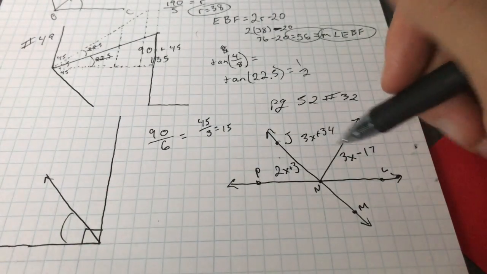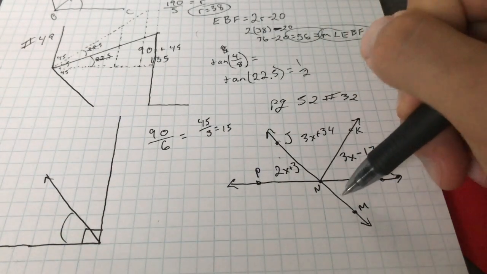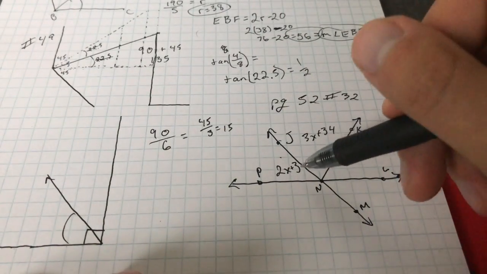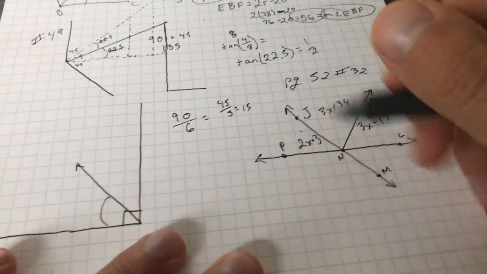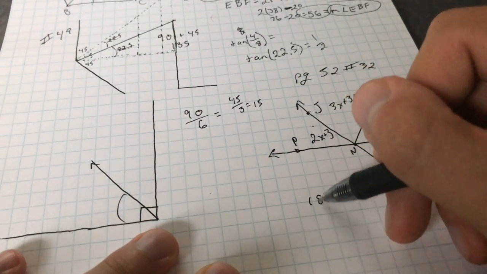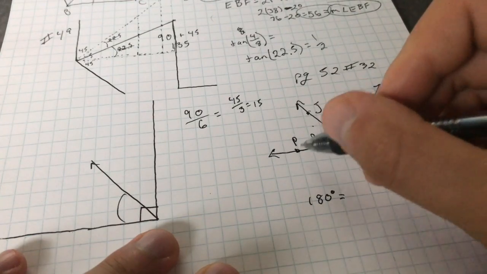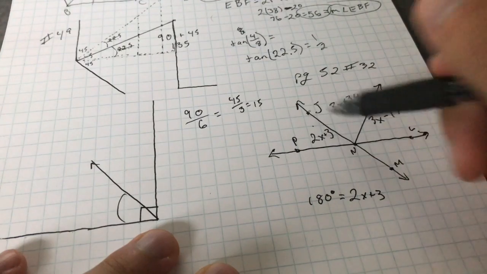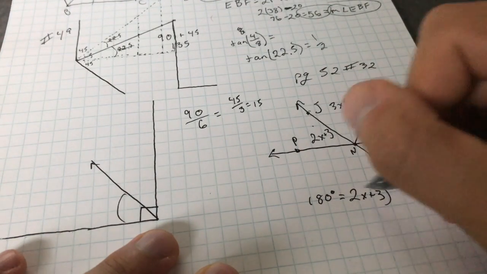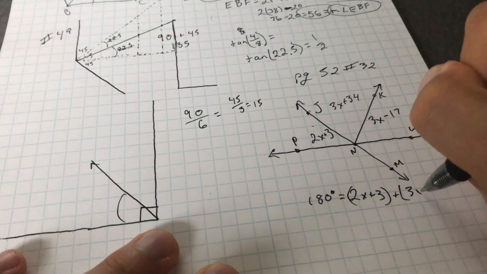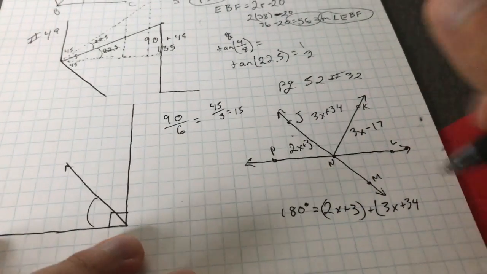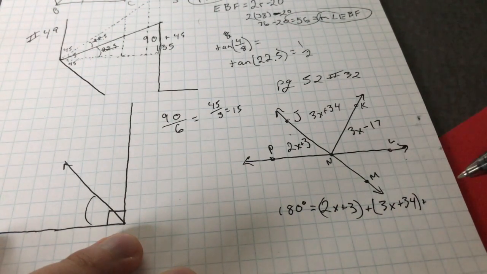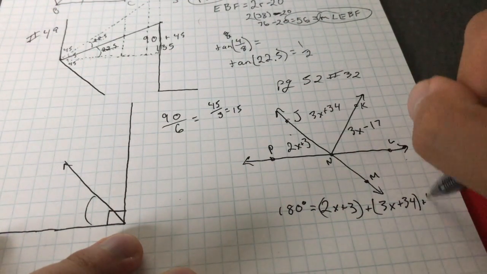So I'm just going to take this all the way. Let's find 1, 2, 3, 4, 5 different angles. So first off, we know that this plus this plus this is going to equal 180 degrees. So 180 degrees is equal to PNJ, or 2x plus 3, JNK, or 3x plus 34, plus KNL, 3x minus 17.